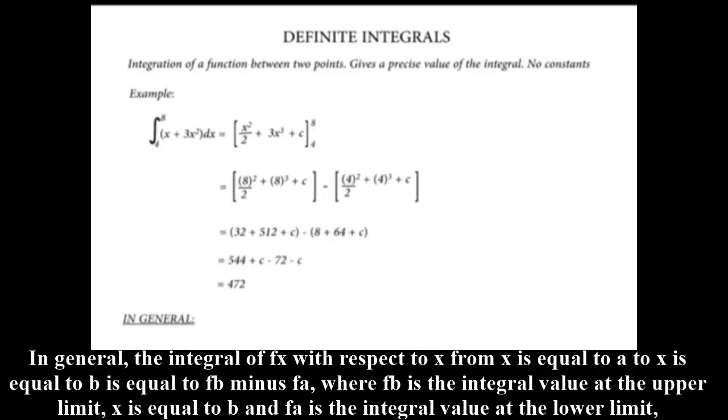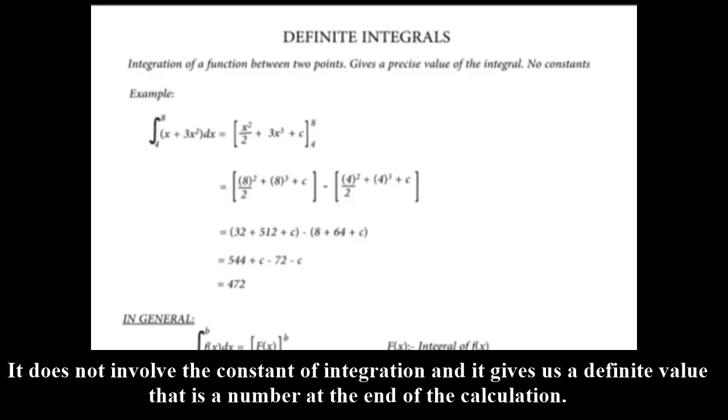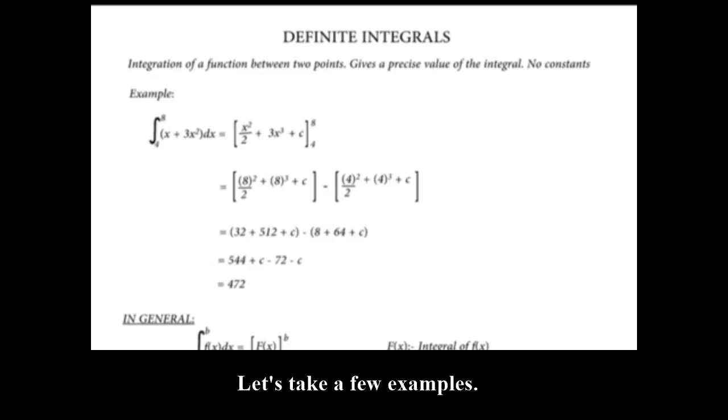In general, the integral of f(x) with respect to x from x is equal to a to x is equal to b is equal to F(b) minus F(a), where F(b) is the integral value at the upper limit, x is equal to b, and F(a) is the integral value at the lower limit, x is equal to a. This expression is called a definite integral. It does not involve the constant of integration, and it gives us a definite value, that is a number, at the end of the calculation. Let's take a few examples.